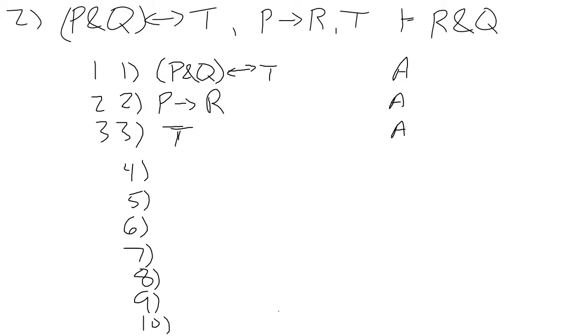Here, looking at our conclusion, we've got an R and a Q. So that tells us we need to find R by itself, Q by itself, and then put them together with and introduction. So let's look at what we've got. We've got a biconditional, so that means I can write the arrow either way. I've got a regular conditional in 2. Can't do anything with that because I don't have the antecedent, and then I just have a single letter by itself. So, not much to do. We don't really need to make an assumption here. So, we can break down our double arrow in 1 and do this, though.